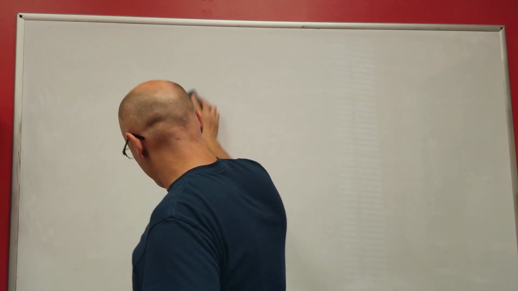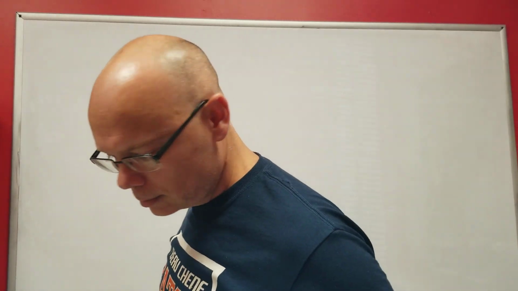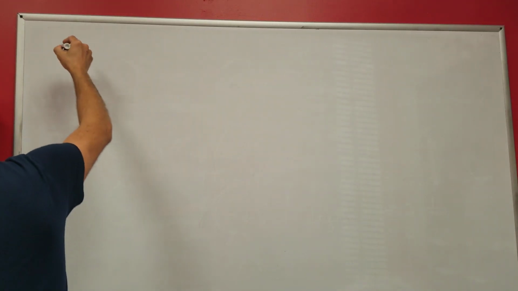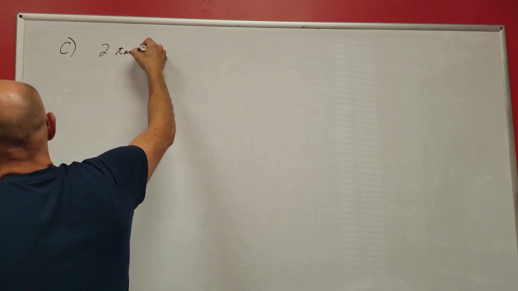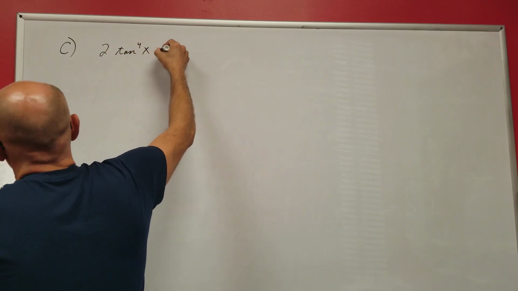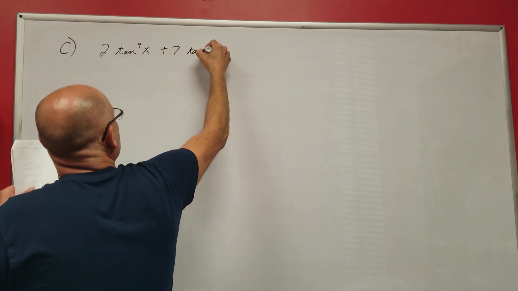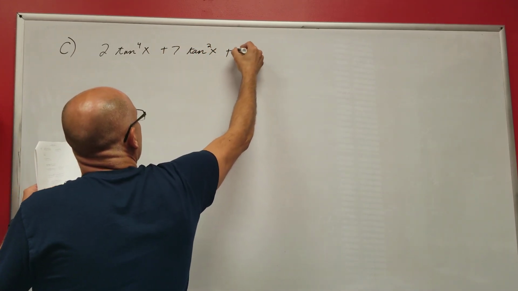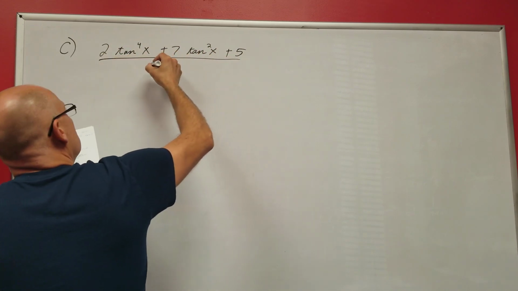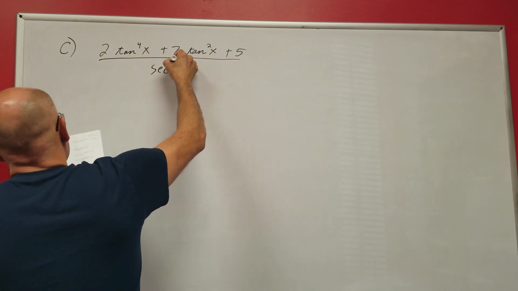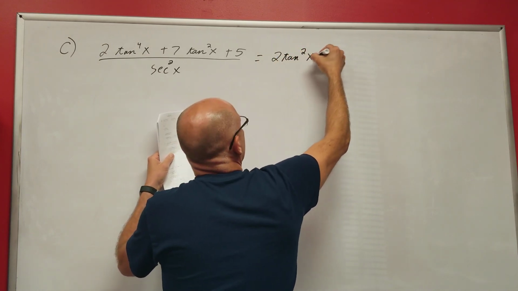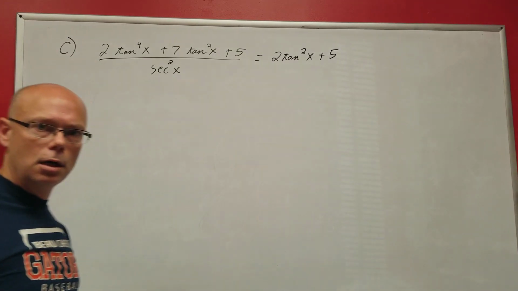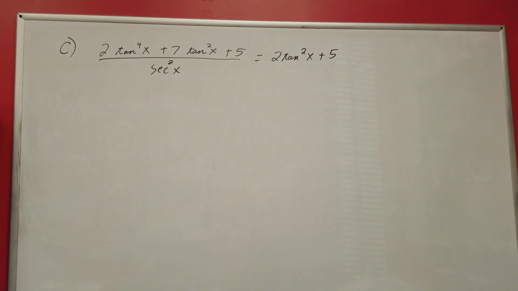All right, let's get back to verifying identities. I think we did B. Let's look at C. C is in cat. 2 times the tangent of x to the 4th plus 7 times the tangent of x squared plus 5 over secant of x squared is equal to 2 tangent of x squared plus 5. Oh, this one's messed up, Mr. Font. No. Yeah, well, sometimes in life we got to deal with messed up stuff.